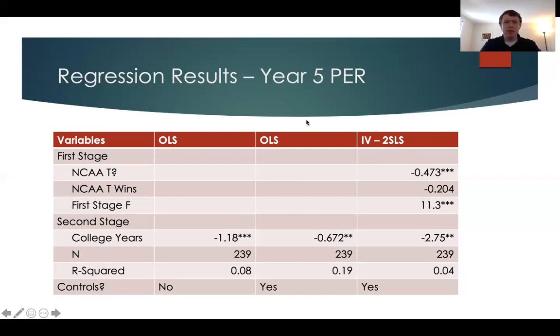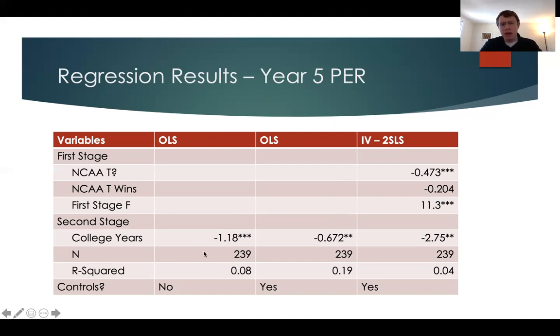Now taking a look at year 5 performance, and now by year 5, even OLS has flipped negative. So in the simpler regression, the OLS results suggest that spending additional years in college have a negative and significant impact on year 5 PER. Adding control variables, that coefficient drops a little bit, but remains negative and significant. And then in the instrumental variables framework, that coefficient is larger, negative, and significant. So the results here are suggesting that spending additional years in college have a negative impact on NBA performance by season 5.